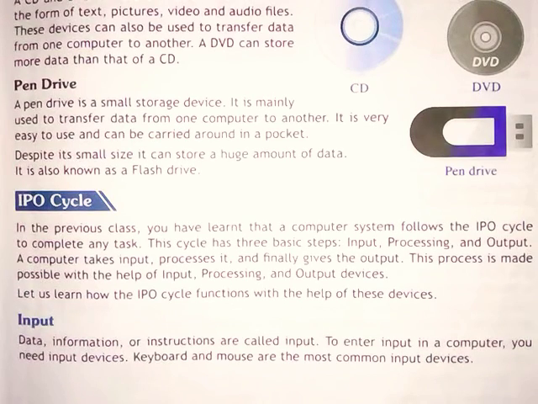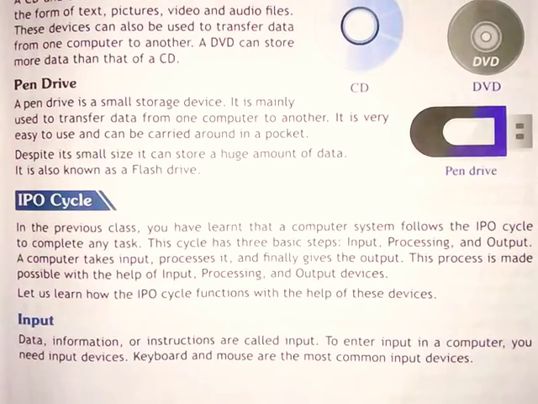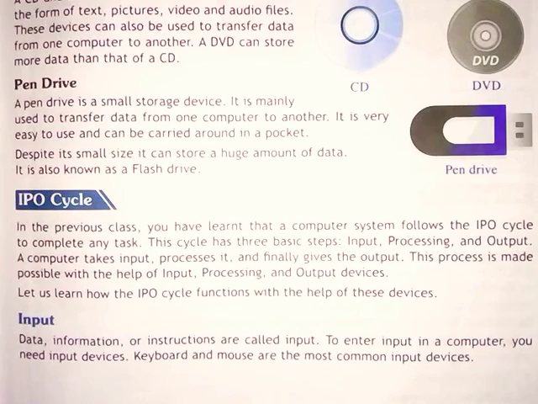IPO cycle. This cycle has three basic steps: input, processing and output. A computer takes input, processes it and finally gives the output. This process is made possible with the help of input, processing and output devices. Let us learn how the IPO cycle functions with the help of these devices.